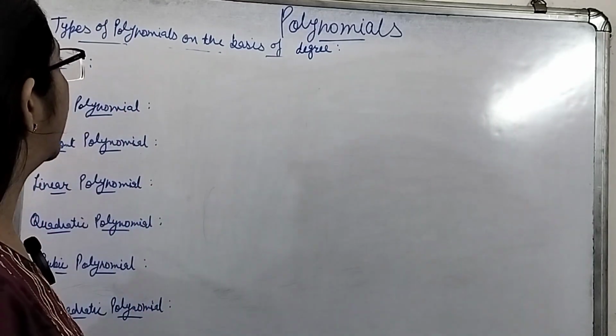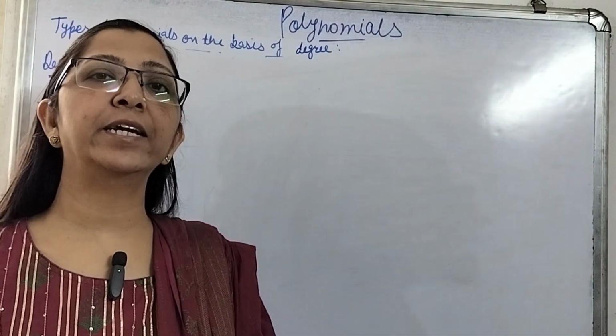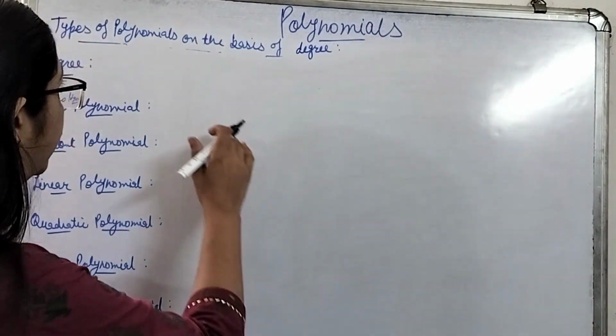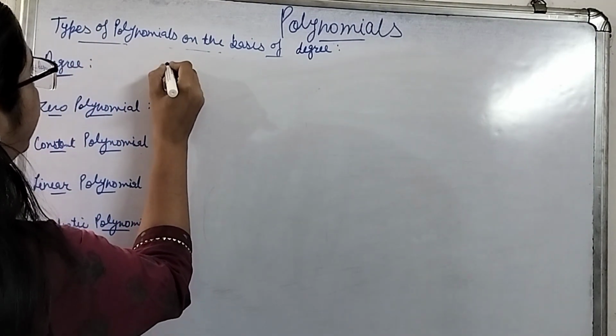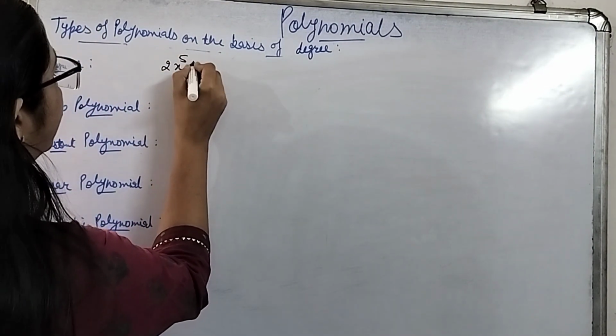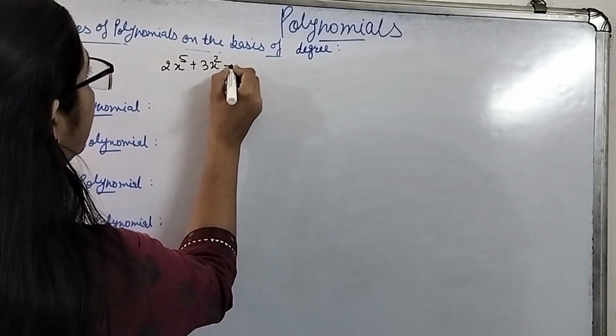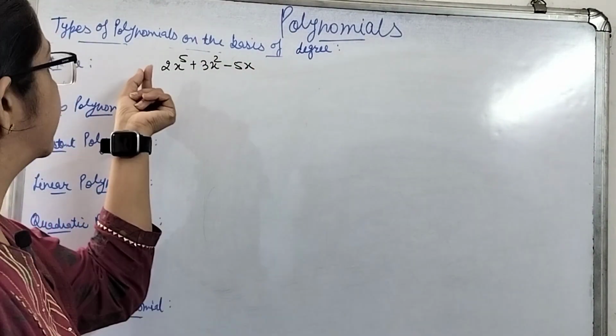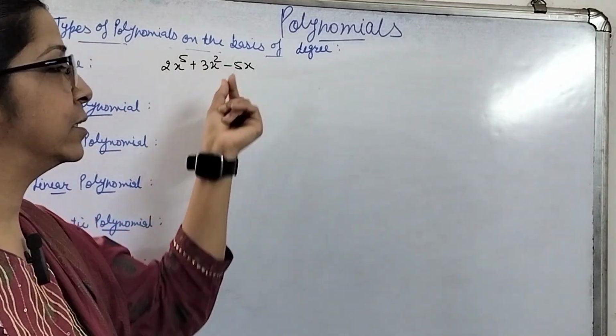So degree is the highest power of the variable in any of the terms of the polynomial, and it is known as the degree of the polynomial. Suppose I take an example, 2x^5 + 3x^2 - 5x. In this, there are three terms. This is the first term, this is another term, and this is the third term.